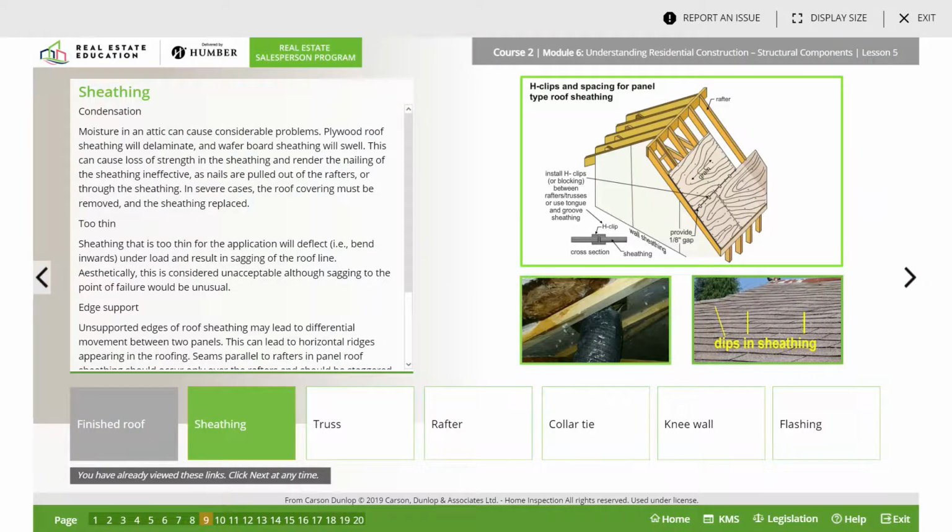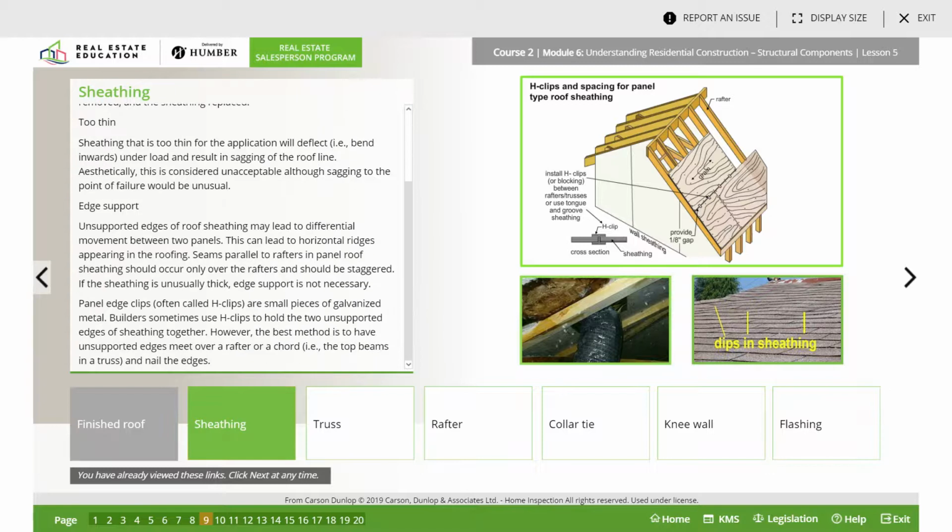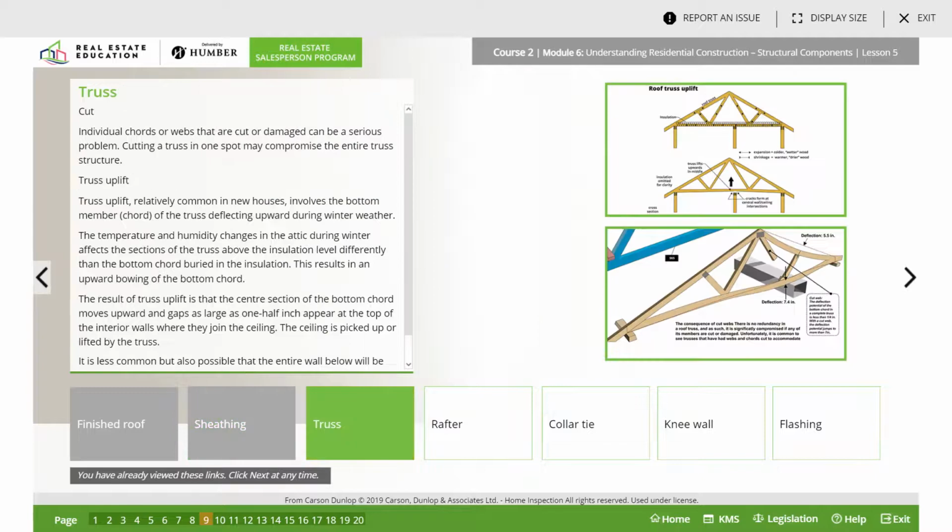Sheathing: problems with sheathing include moisture and condensation. Moisture in the attic can cause considerable problems, or if the sheathing is too thin, or if the edge support is unsupported, this could lead to horizontal ridges appearing in the roof. So these are some of the problems with sheathing.